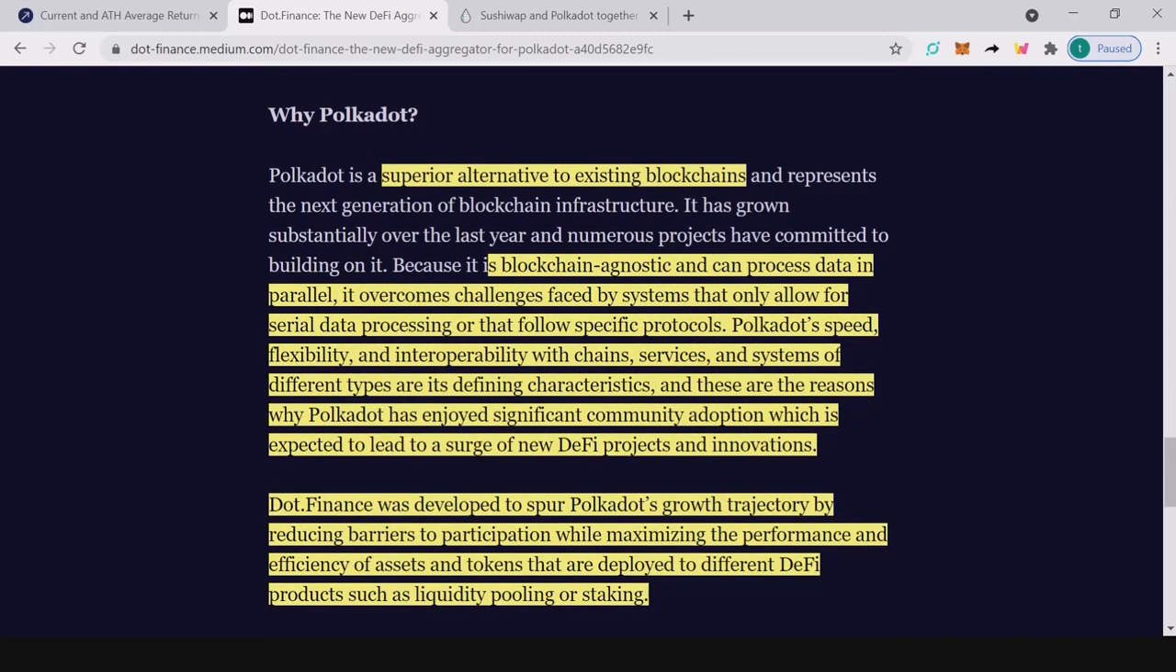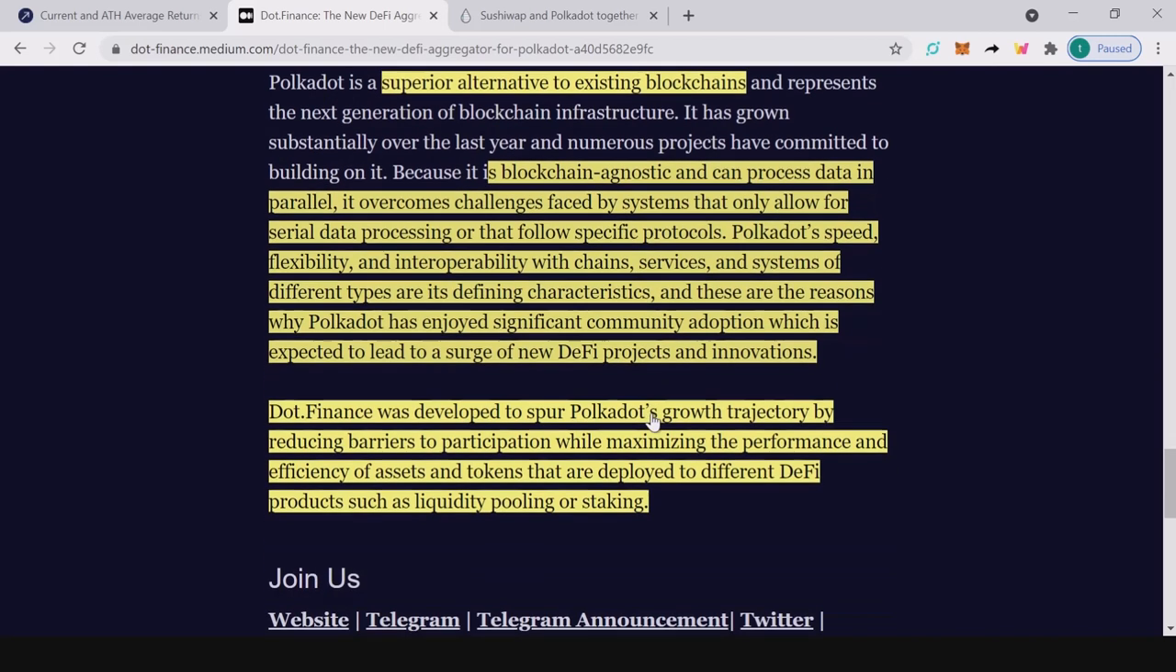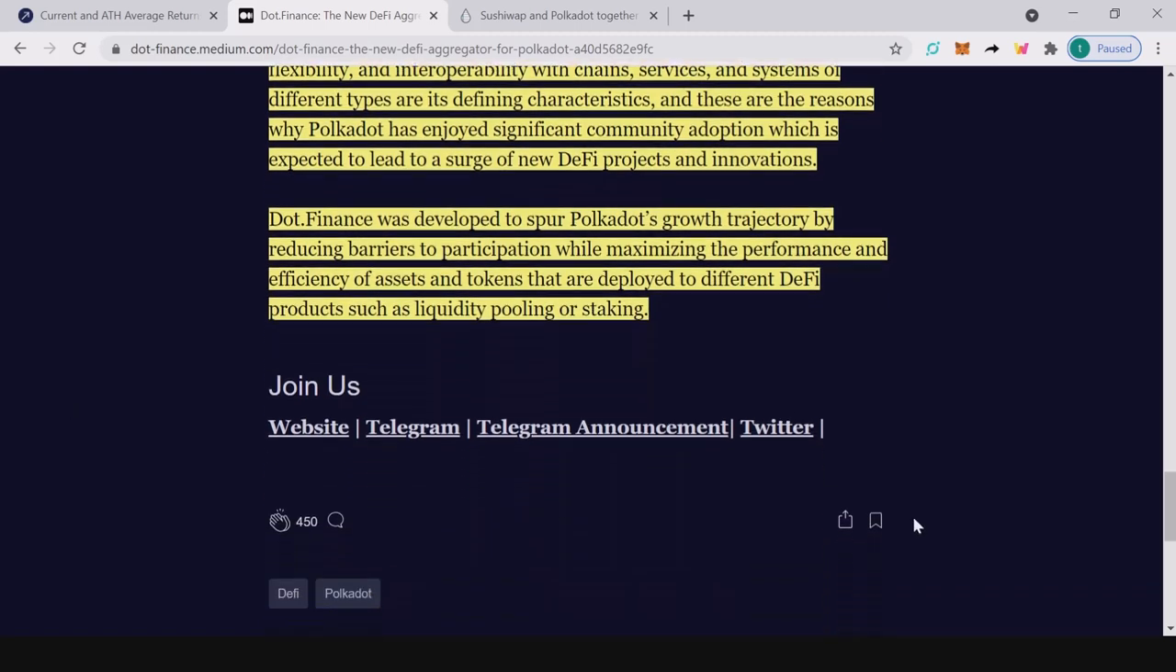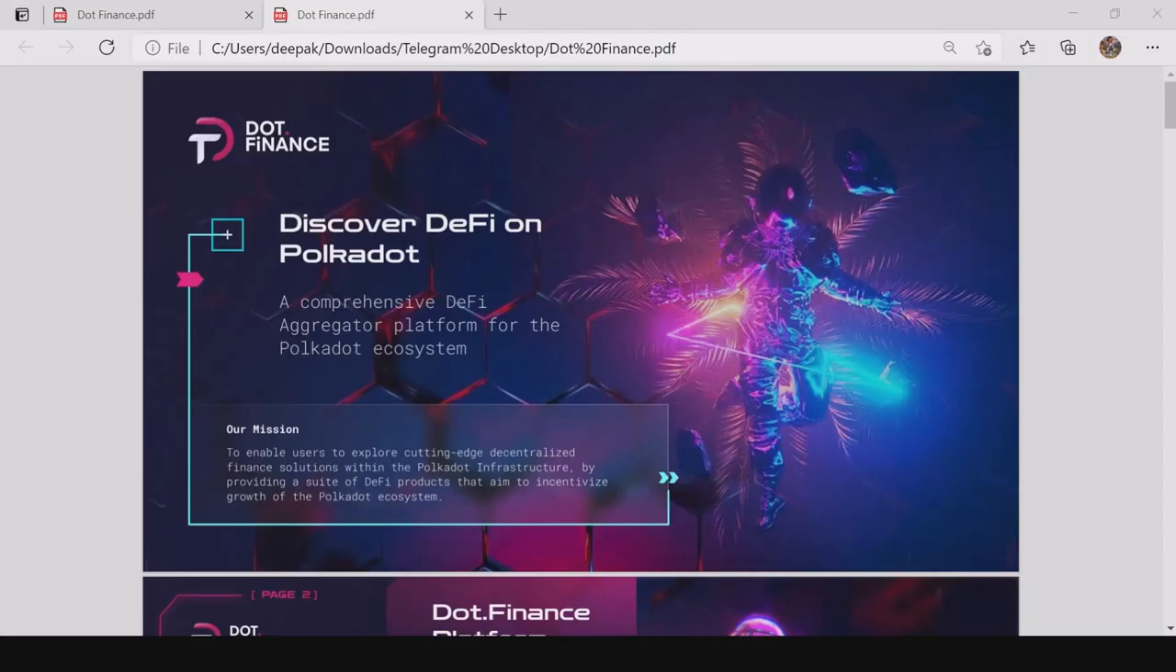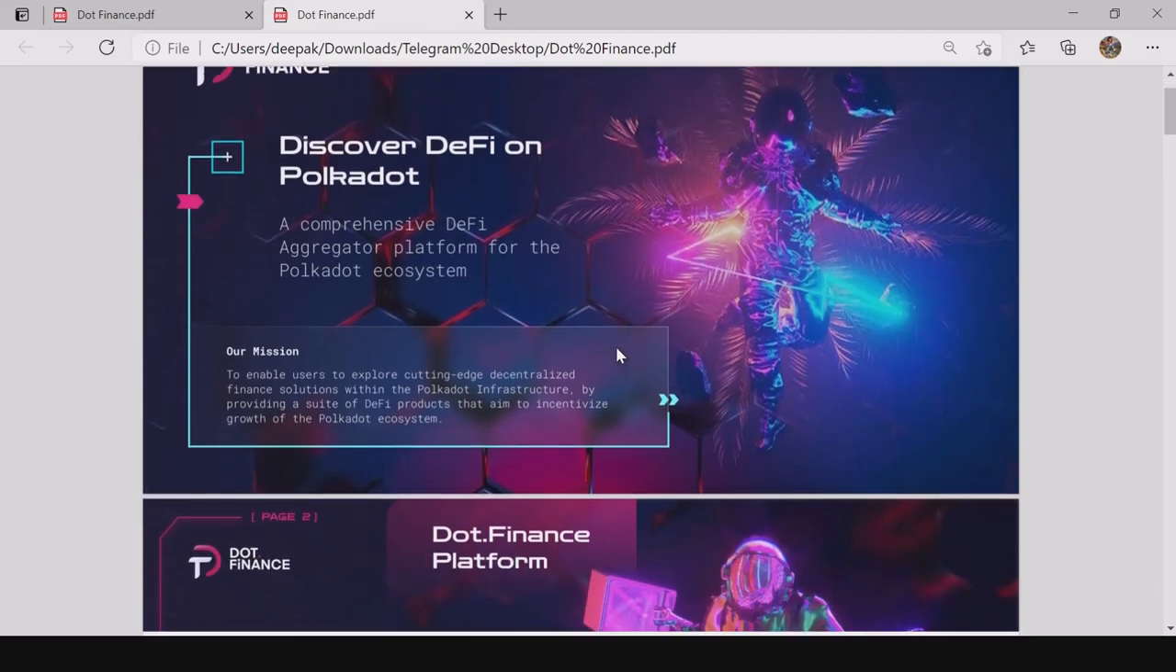Yeah, so why Polkadot, right? I explained to you already, so I'm not going to go through this with you, but Dot Finance was developed to spur Polkadot's growth trajectory by reducing barriers to participation while maximizing the performance and efficiency of assets and tokens that are deployed to different DeFi products such as liquidity pooling or staking. So this is the deck that Dot Finance has shared with us, right?